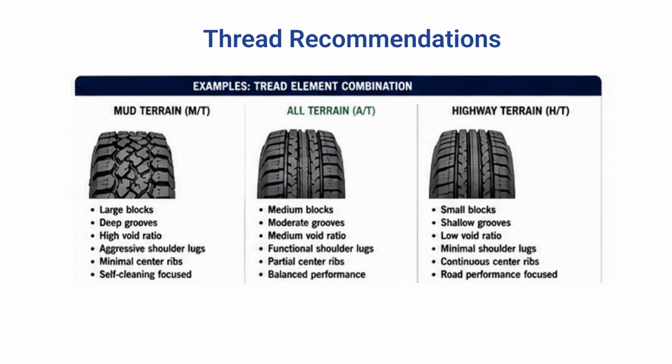Finally, the highway terrain tyre, or HT, uses smaller blocks, shallow grooves, and a low void ratio. Continuous center ribs improve straight-line stability, reduce noise, and support efficient, high-speed travel. The key takeaway is that tread patterns are created by combining different elements. More open and aggressive patterns favour off-road traction, while tighter patterns favour road comfort, efficiency, and stability.